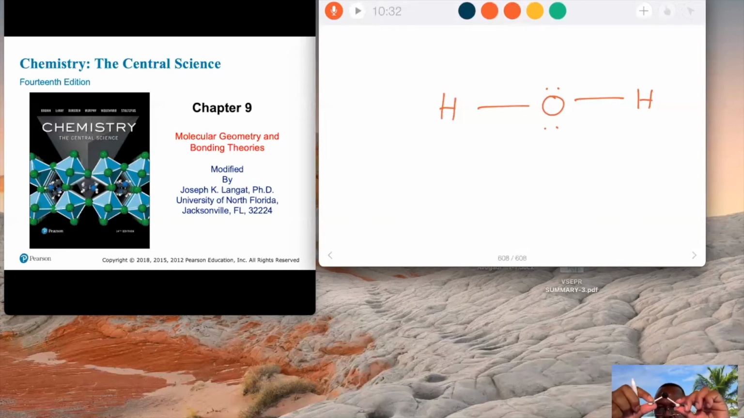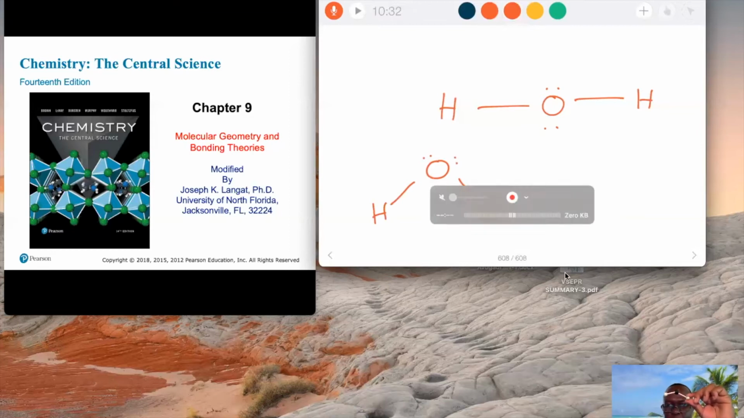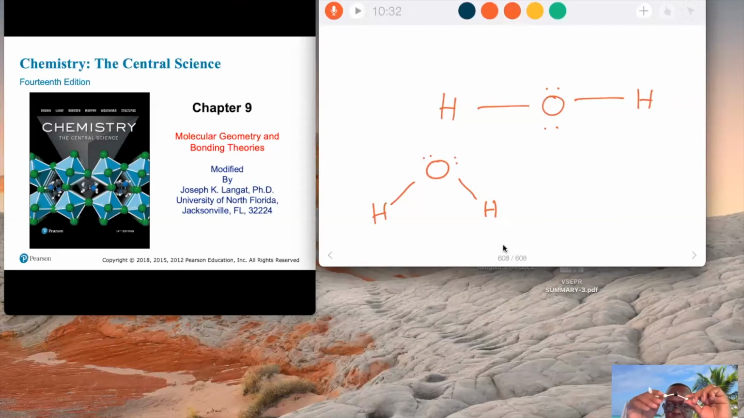If you look at this, this is the actual shape of the water molecule with the two pairs of electrons assuming that position. That is the objective of chapter 9, to look at the molecular geometries and bonding theories.